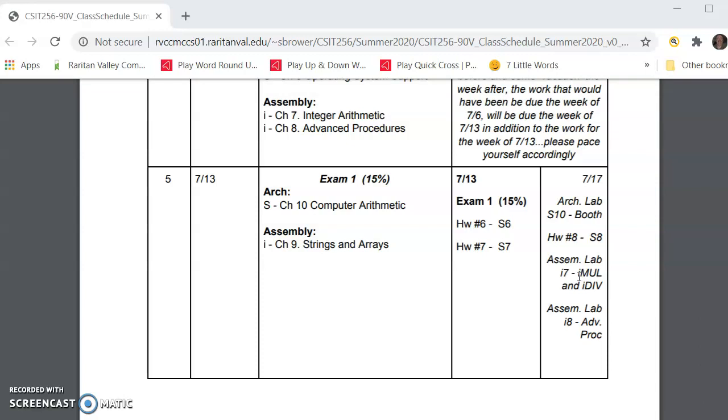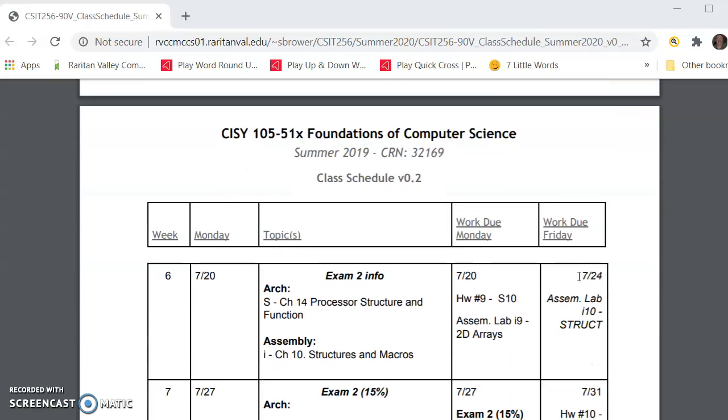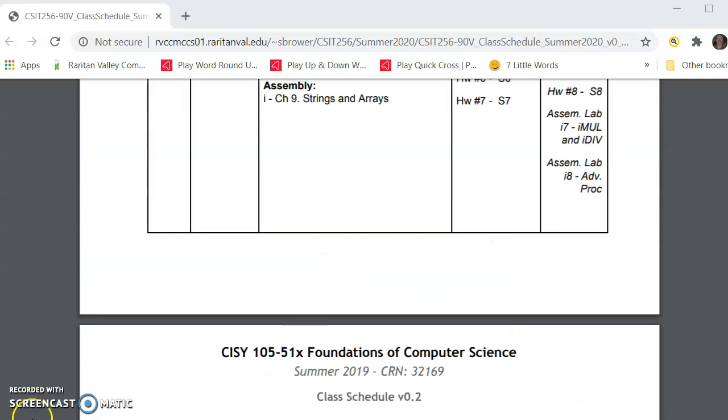Is that enough of an overview for week 5? I think so. Am I forgetting anything? Oh, looking ahead to week 6, we'll have information on exam 2. Sorry, but that's week 5.